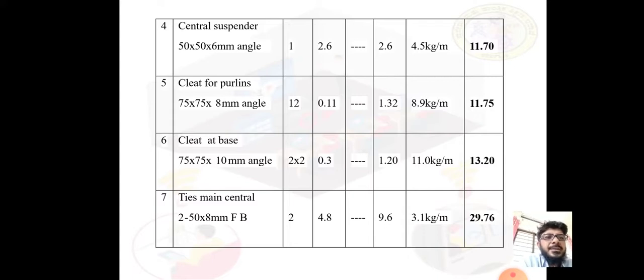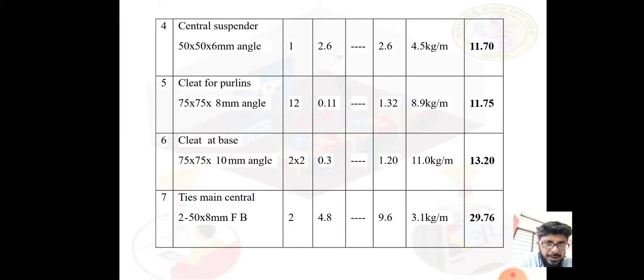Next come to the central suspender, number 4. Section given as 50 into 50 into 6 mm angle section, and only it is at the mid portion, so only one number is there. Its length is mentioned as 2.6 meter. So total quantity becomes 2.6 into 1, 2.6 itself, and its weight per meter is 4.5 kg per meter. So total weight is 2.6 into 4.5, we get 11.7 as the total weight of the central suspender.